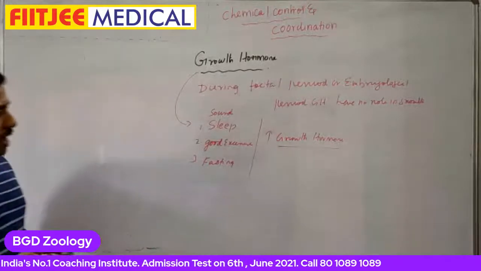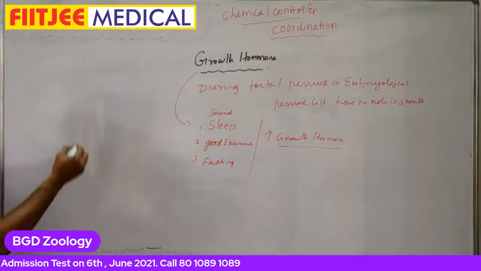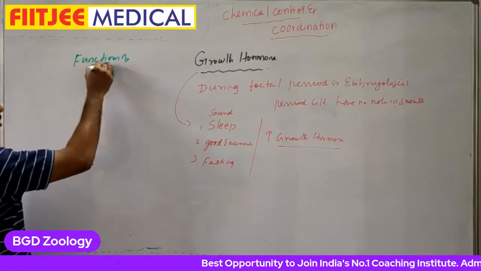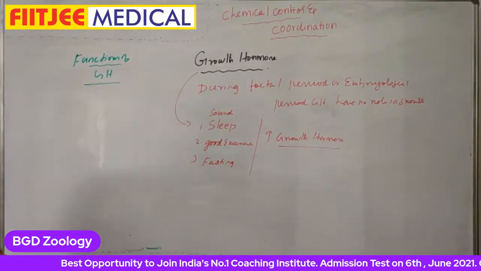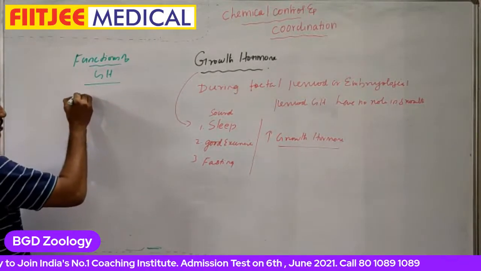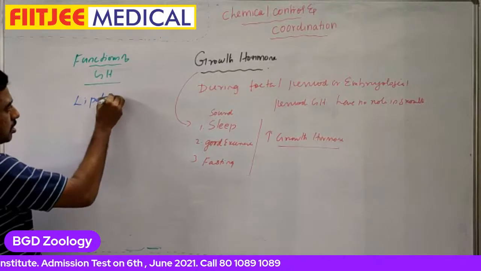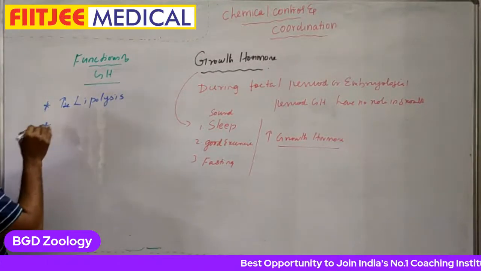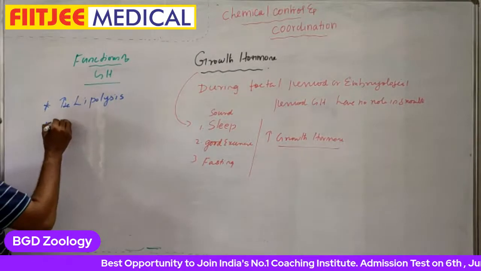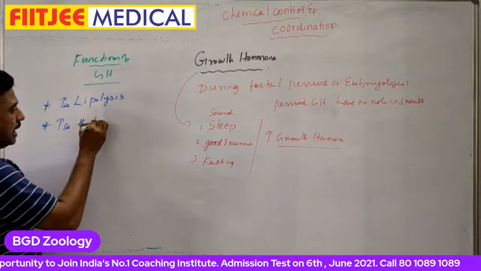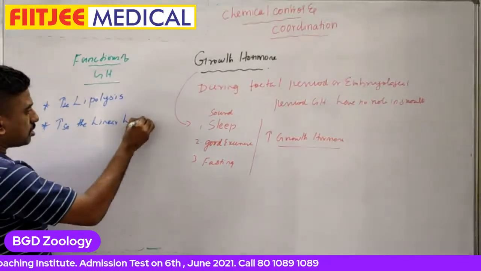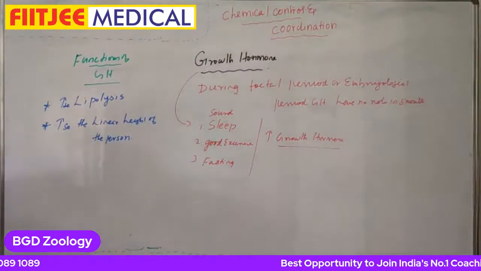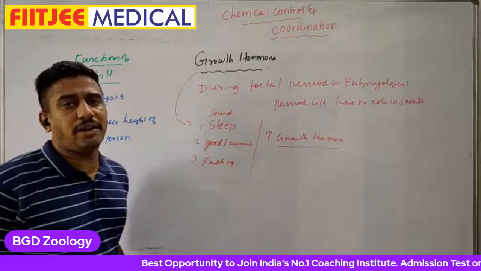Right? So what is the function of this growth hormone? What is a good thing in our body? Functions of growth hormone. They are: the growth hormone will help for lipolysis. Increase lipolysis, that's very important. They will also increase the linear height of the person. So they will help for lipolysis and they will increase the linear height of the person.